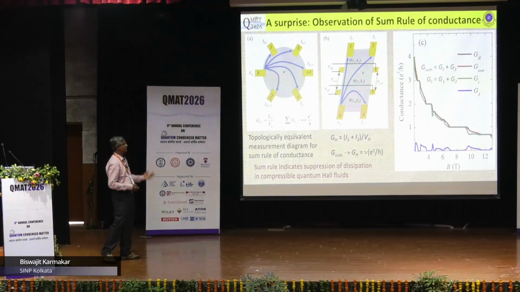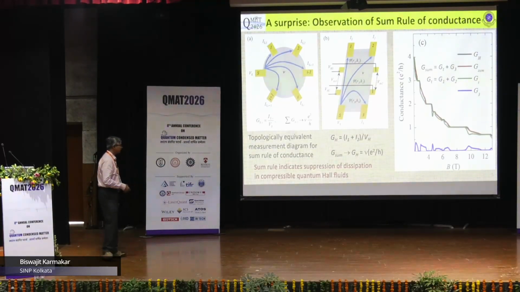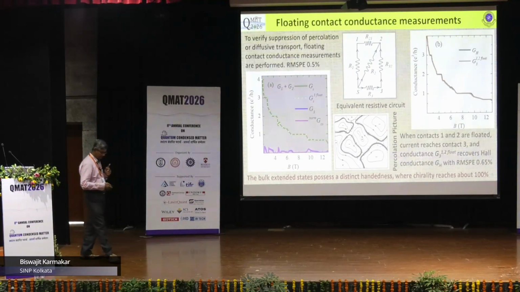So, why? What is it telling? I have drawn the orbits like this, but if there is disorder, percolation or scattering, there will be zigzag paths, and in that case this G sum will never reach the GH value. So, this experiment tells that there is a suppression of dissipation here, and there is no scattering in the bulk state. This indicates it, but it does not prove it. So, how do we prove that?